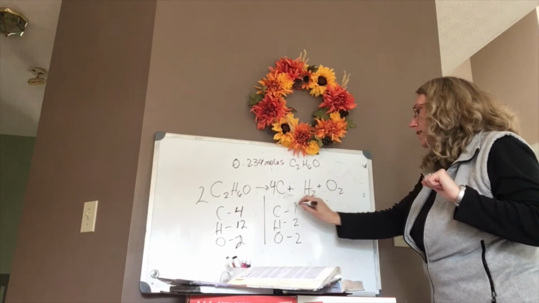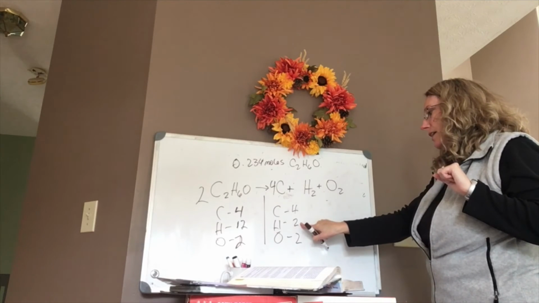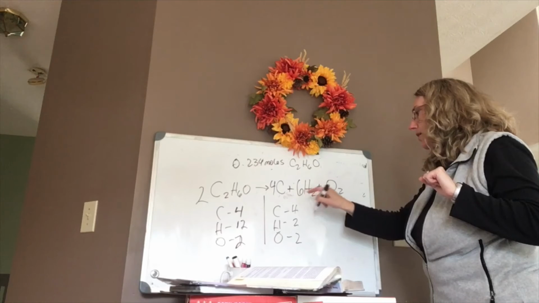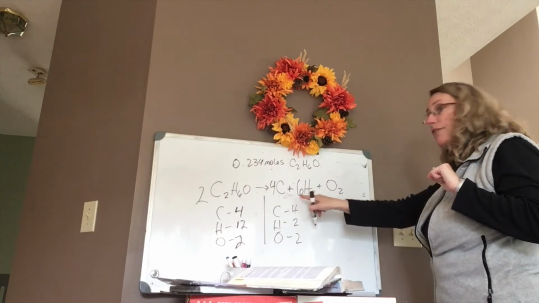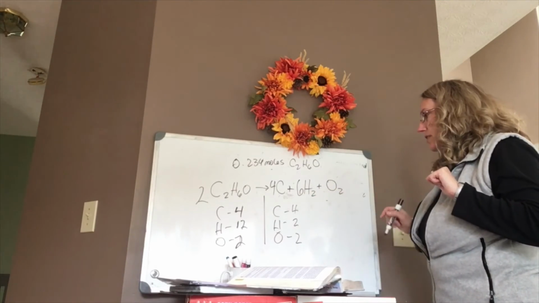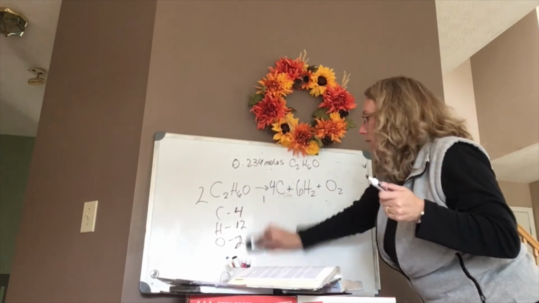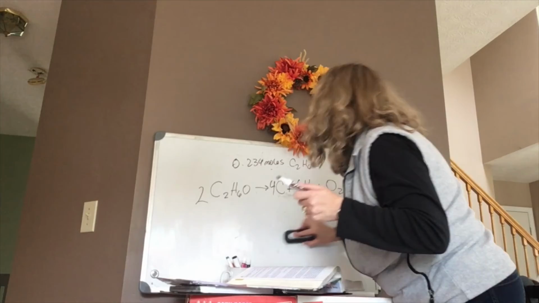How do I change that? That makes that 4. How do I match the hydrogen? Put a 6 in front of it. Put a 6 here. Remember, I can't change that now. I can only add a stoichiometric coefficient. And my oxygen is happy. Okay, yay! Now we know we're balanced.